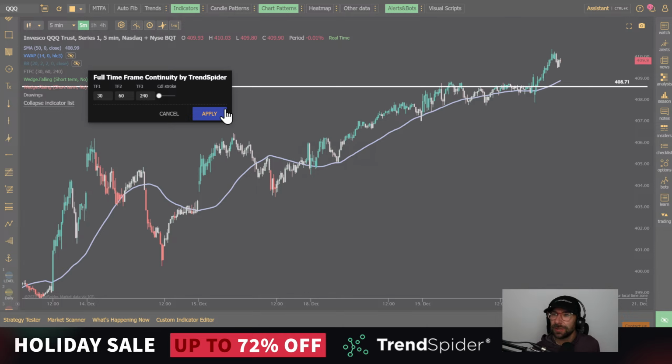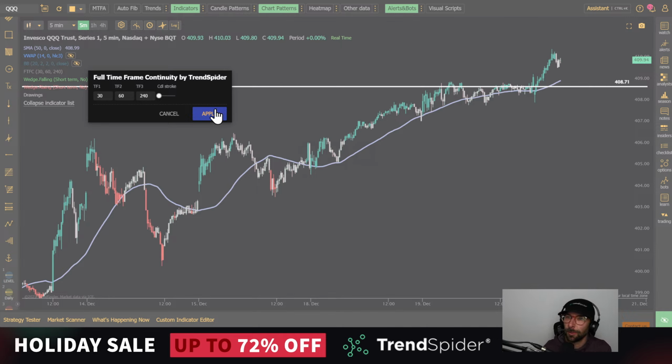If you do not have full time frame continuity, then there is a mixture. Some time frames are red, some time frames are green, and often those are better times to sit on your hands and let things play out a little bit, with choppy conditions there.